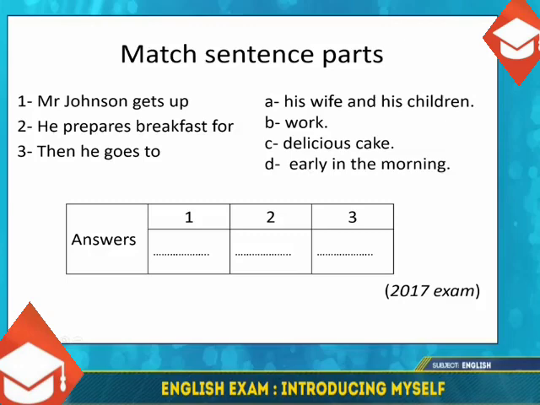So sentence part 1, we match it with A, B, C, or D. That's correct, with D. Sentence part 2, we match it with A, B, or C. That's right, with A. Finally, sentence part 3, we match it with B or C. Excellent, with B.